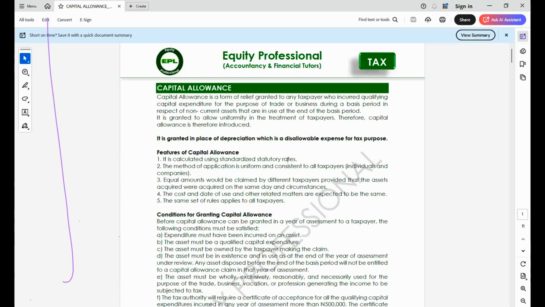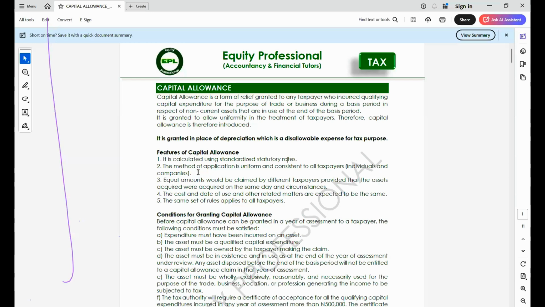Then we also have the next one. Another feature is that the cost and date of use and other related matters are expected to be the same. The same set of rules applies to all taxpayers. So we are going to apply the same rule to all taxpayers. So those are the features of capital allowance.